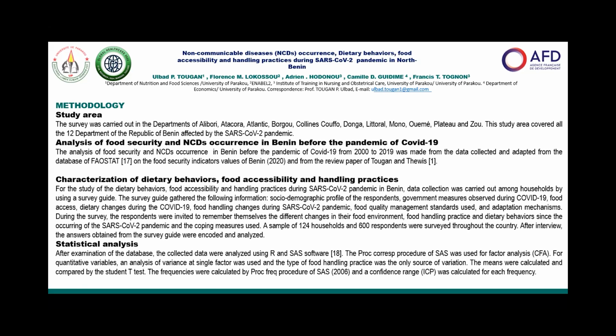For this part of the study, data collection was carried out among households by using a survey guide. The survey guide gathered the following information: socio-demographic profile of the respondents, the government measures observed during the SARS-CoV-2 pandemic, the food access, the dietary change during the SARS-CoV-2 pandemic, the food handling change during the SARS-CoV-2 pandemic, the food quality management standard used, and adaptation mechanism.